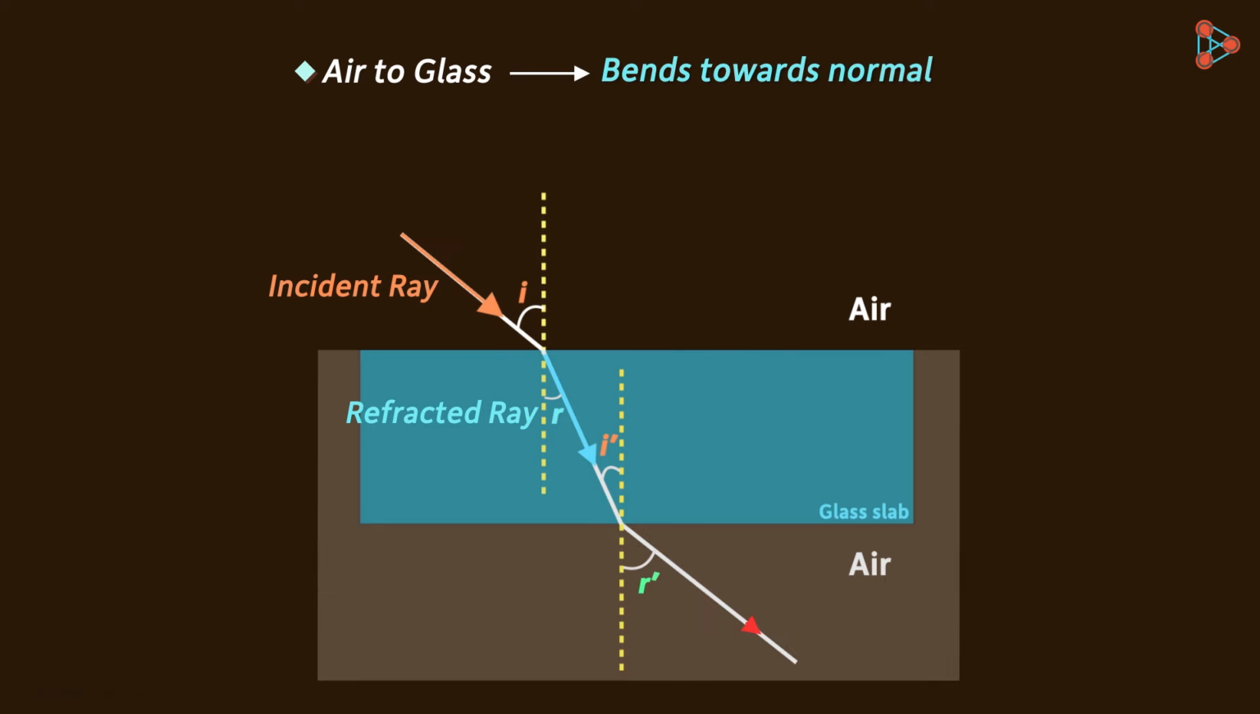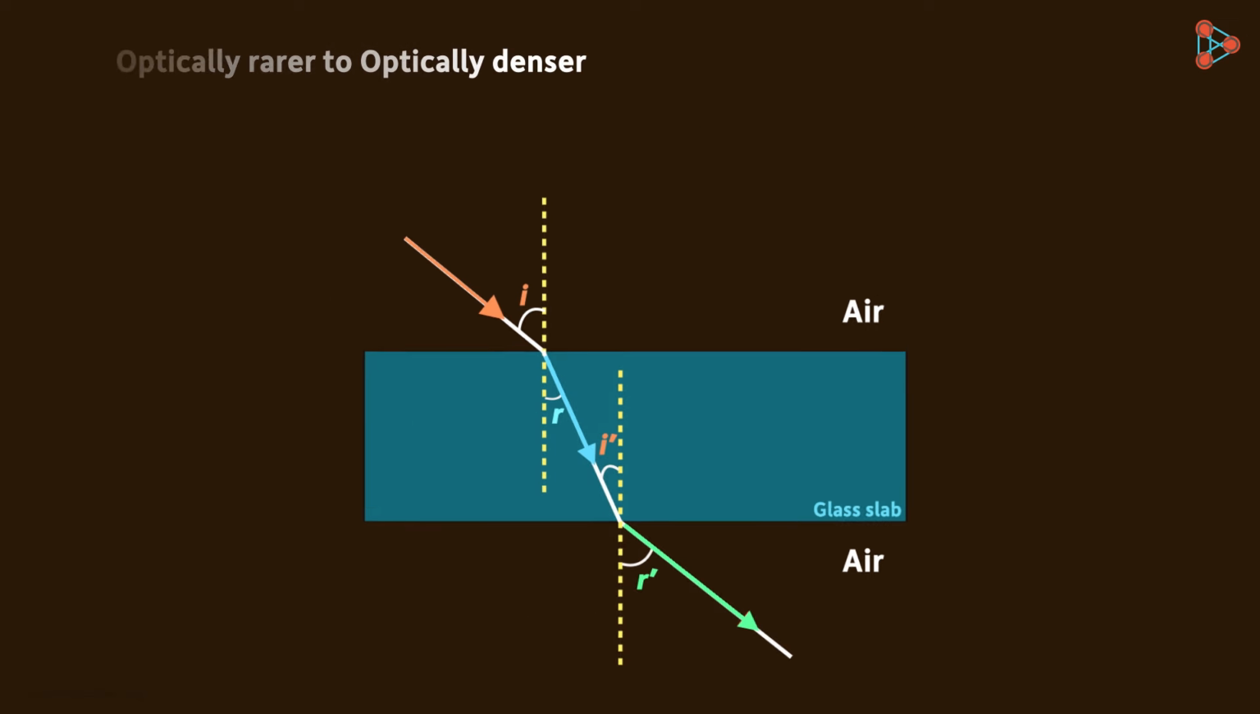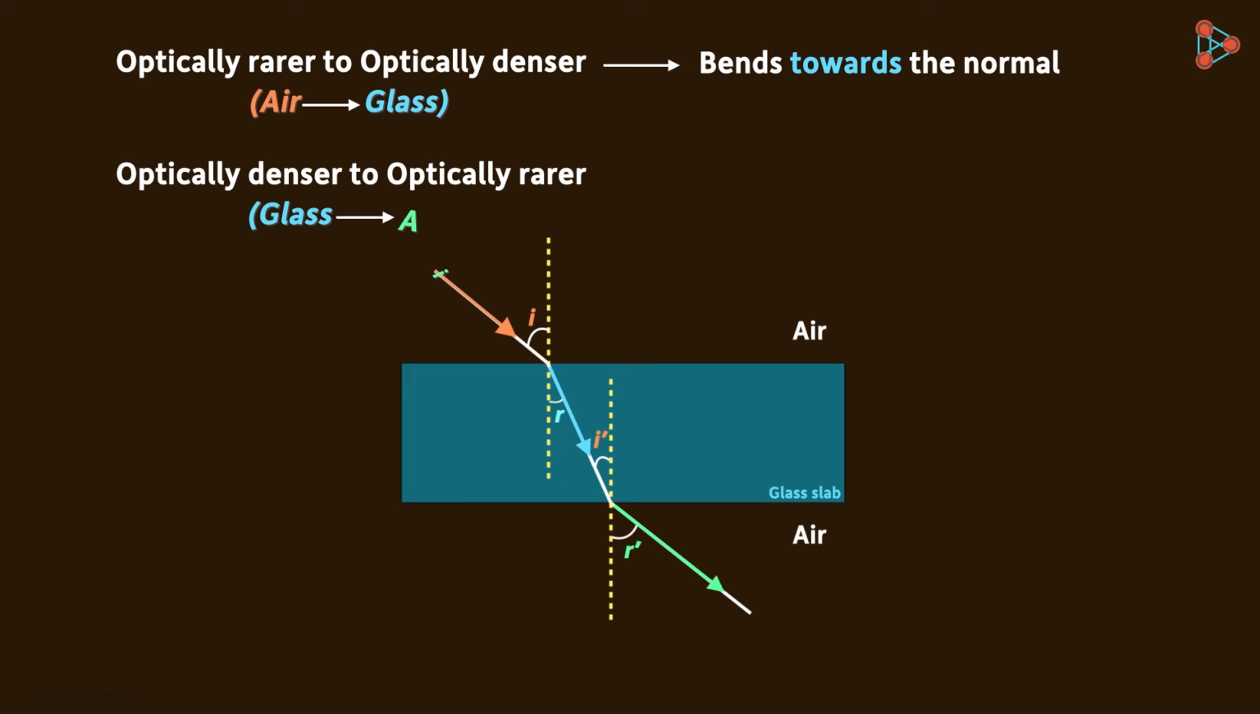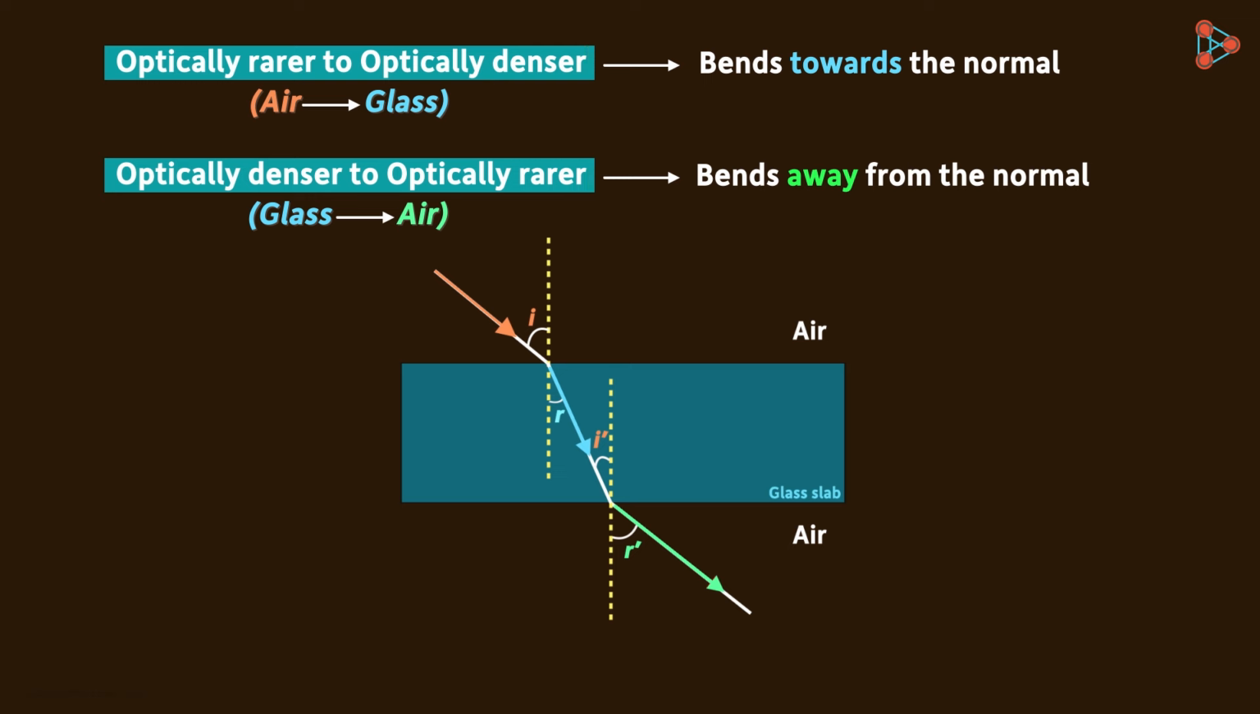And from this refraction, we can see that when the light ray again enters the air, it bends away from the normal. So we can say that when the light travels from an optically rarer medium to an optically denser medium, it bends towards the normal. And when the light travels from an optically denser medium to an optically rarer medium, it bends away from the normal. What do we mean by optically rarer and denser mediums, by the way?